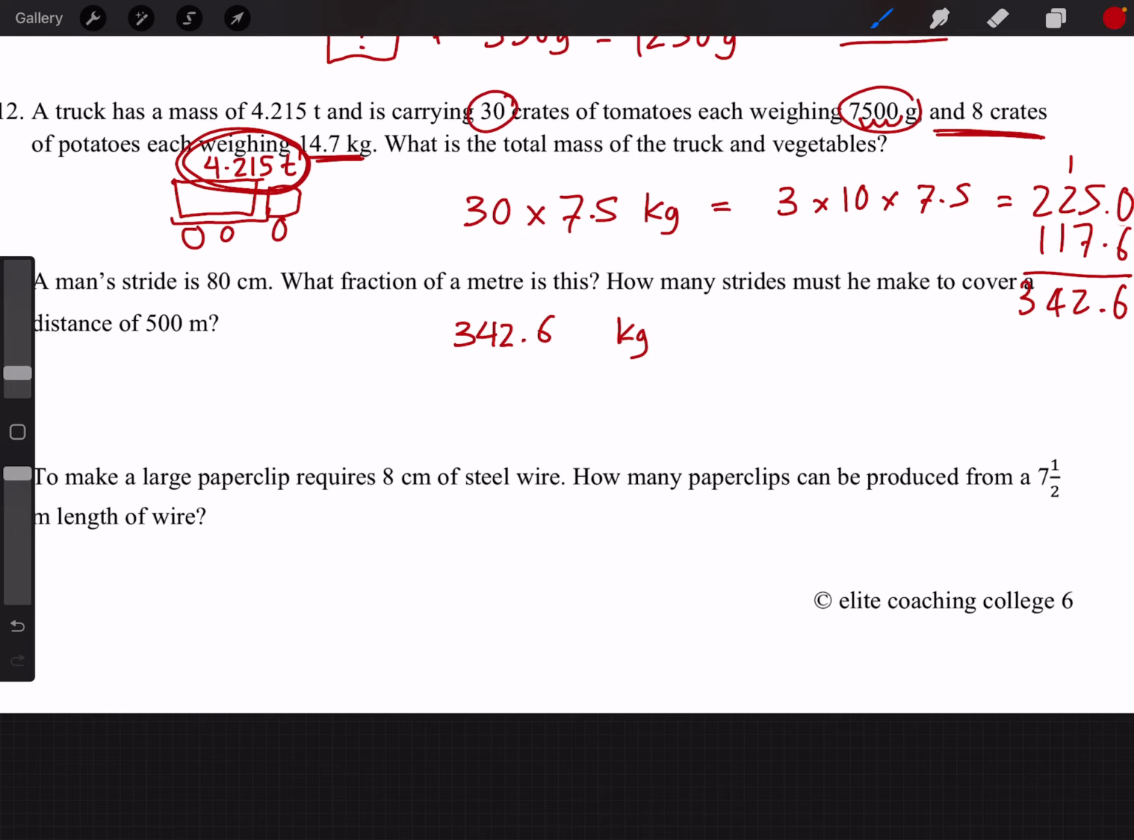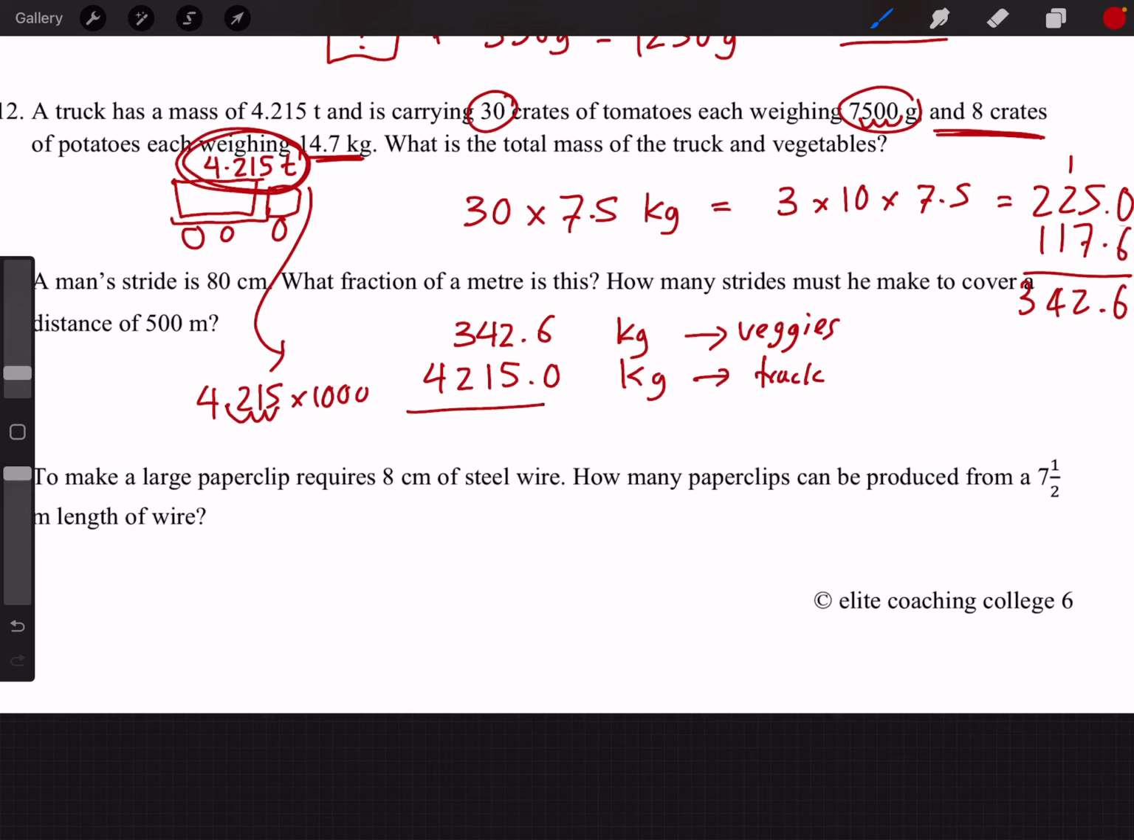And now the mass of the truck, we have to add that in as well. That's 4 something tons. Convert that to kilograms as well, because this is in kilograms. If you want to convert to kilograms, just times it by 1,000. So 4.215 times 1,000. Move the decimal place 3 spaces to the right, 1, 2, 3, which means you have 4,215 kilograms. These are the veggies. This is the truck. So add them up.